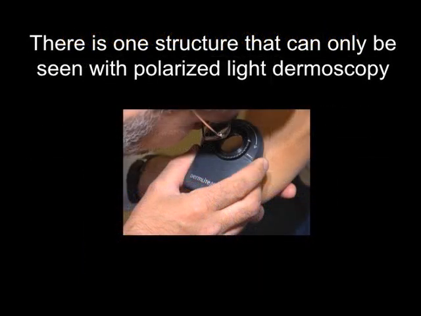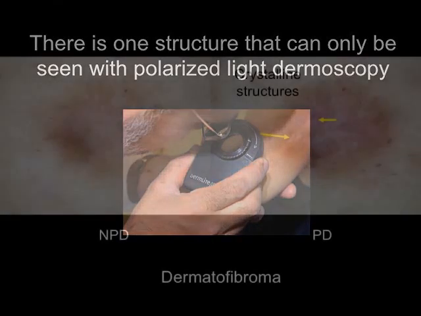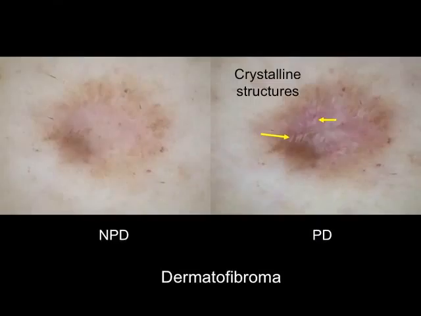Now, there's one structure that can only be seen with polarized light, and that is known as the crystalline structure. Here, in this case, it's a dermatofibroma. Here is polarized dermoscopy, and notice these white lines. These are your crystalline structures, and only seen with polarized light.